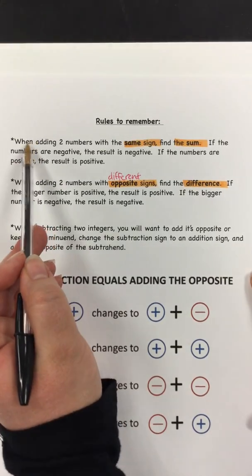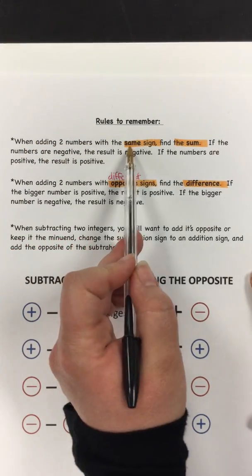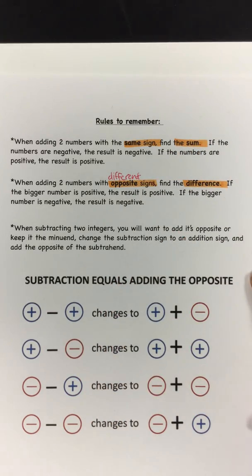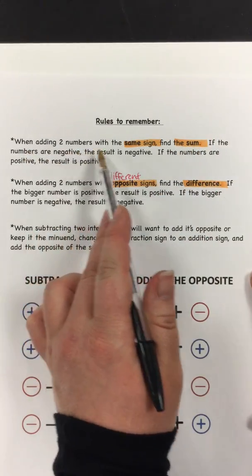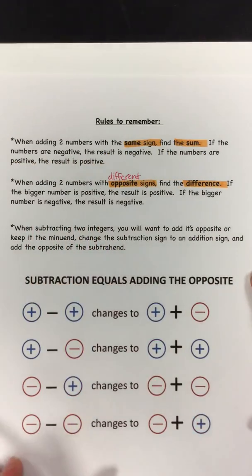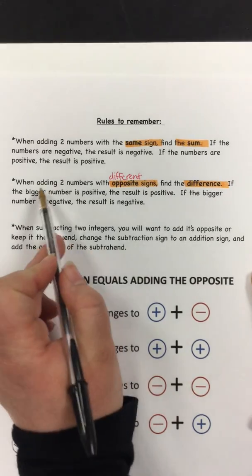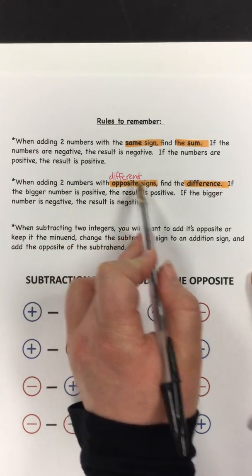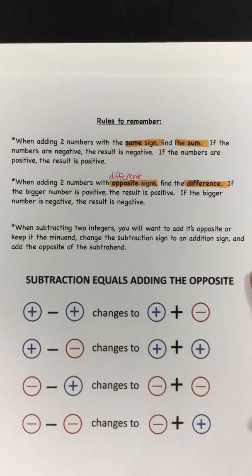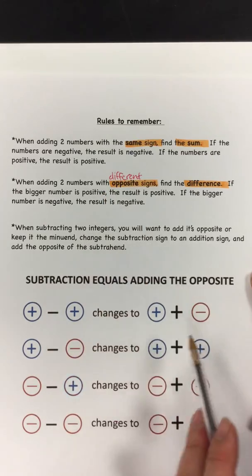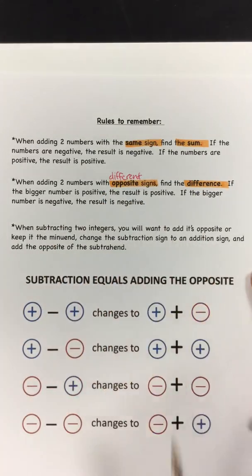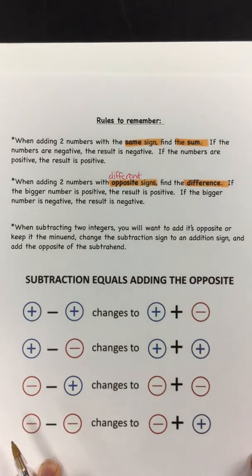So what you have to remember is when you are adding two numbers that have the same sign, you're going to find the sum of their absolute values. If the numbers are negative, then the answer is negative. If the numbers are positive, then the answer is positive. Now, when you're adding two numbers that have opposite or different signs, you're going to find the difference between those two numbers. If the bigger number is positive, then the result is positive. If the bigger number is negative, then the result or answer is negative.